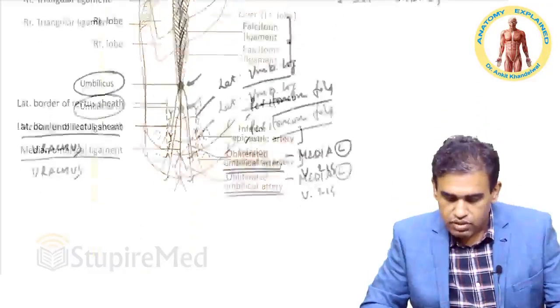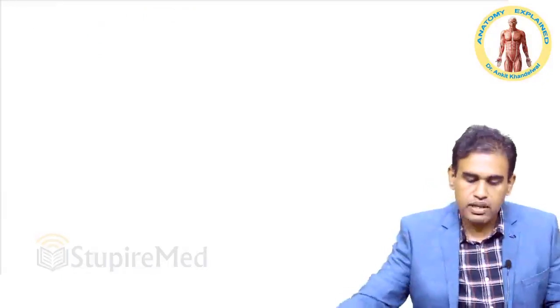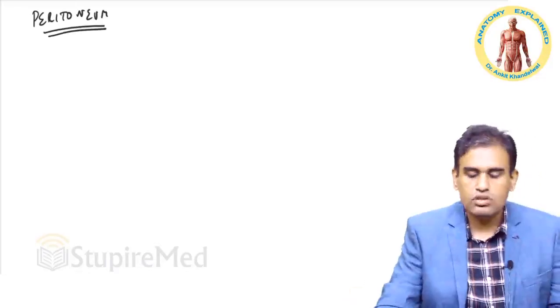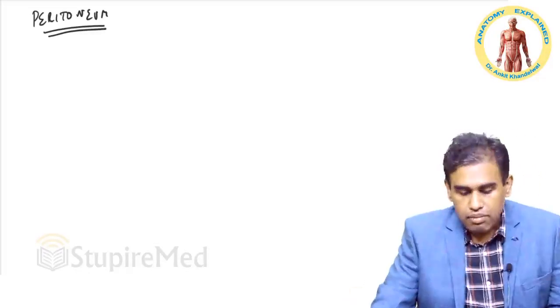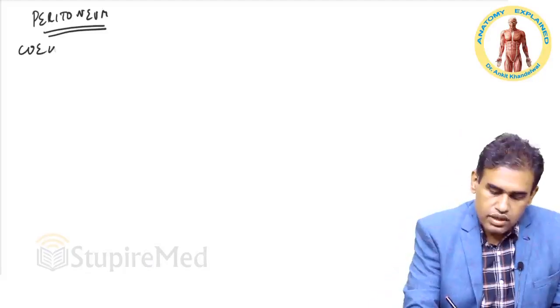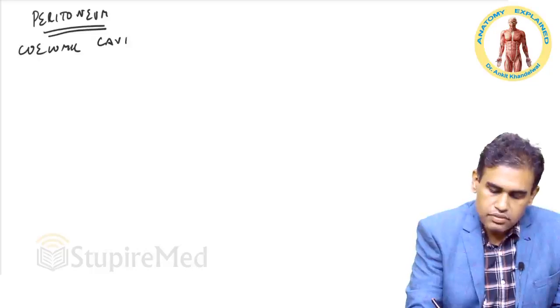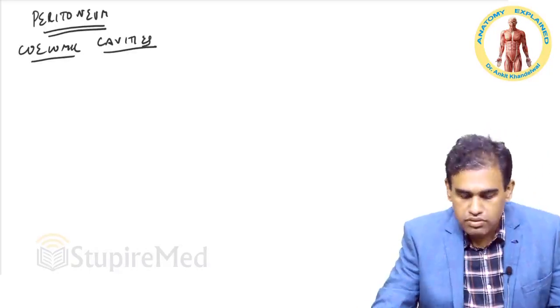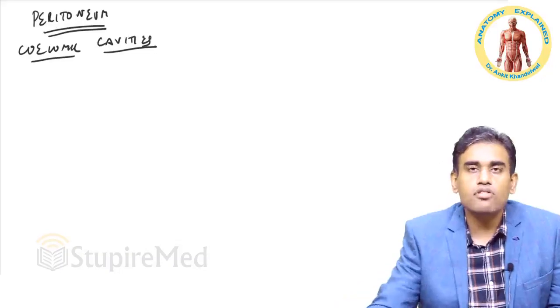So finally, moving from here, let's do some basics of peritoneum. What is peritoneum? Be it peritoneum, be it pleura, be it pericardium, they are all coelomic cavities. Now let's understand it with a simple example of a balloon.